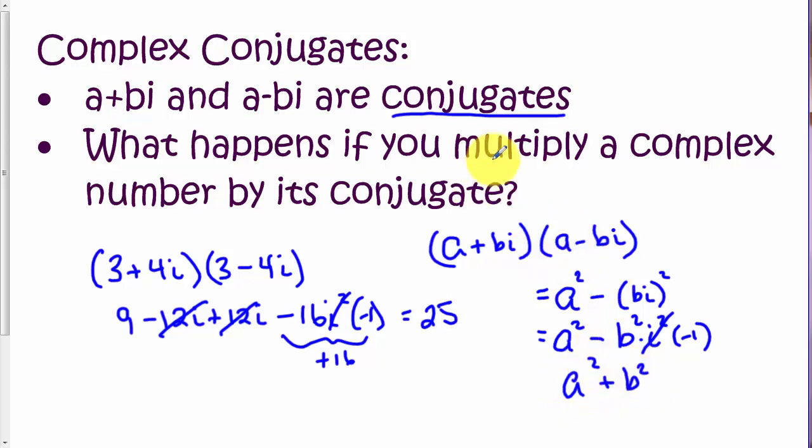So when you multiply conjugates, several things happen. One is you get a real number. And secondly, you can compute it by taking the coefficients of the real part and the imaginary part, squaring them and adding them together.